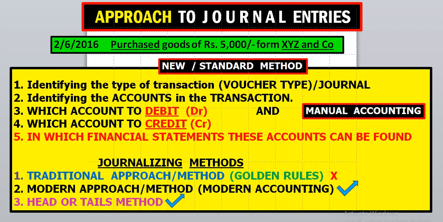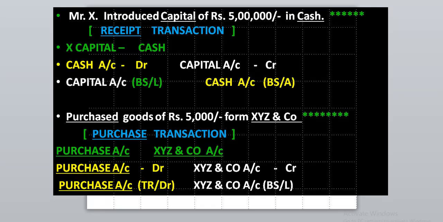What are the different accounts which are present in this particular transaction? And the third point is which account to be debited and which account to be credited. These are the two things which are very important, because every transaction does have debit and credit accounts. One account will be debited and one account will be credited. And the last thing is in which financial statements these accounts can be found. For example, in this particular transaction there are two accounts, one is purchase account and one is XYZ and company. So let us understand in the next slide.